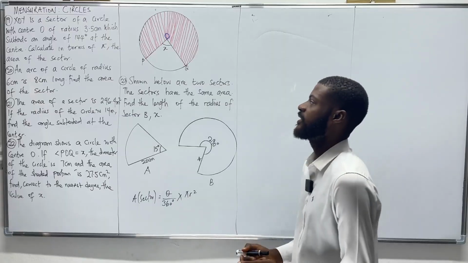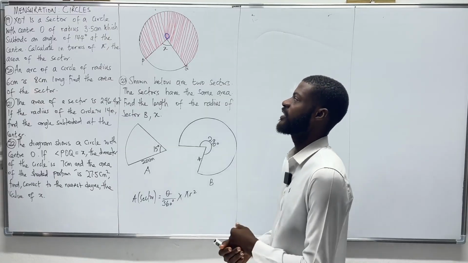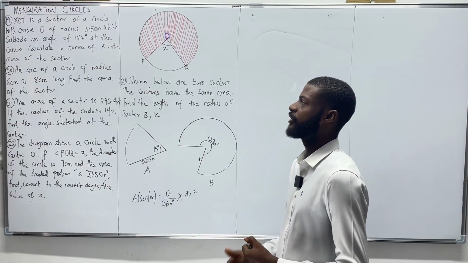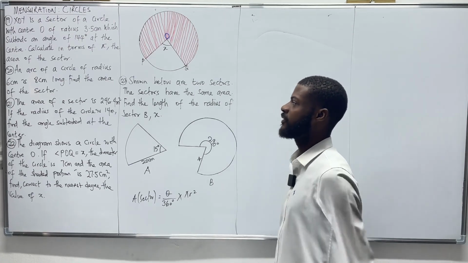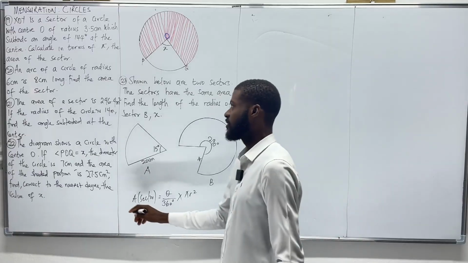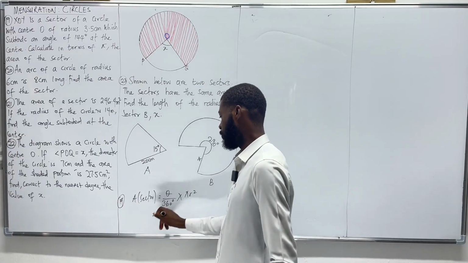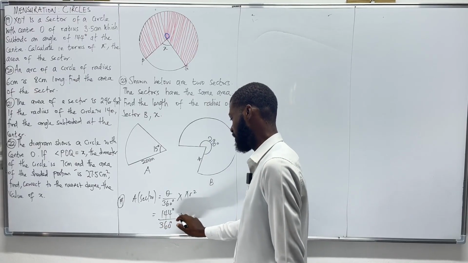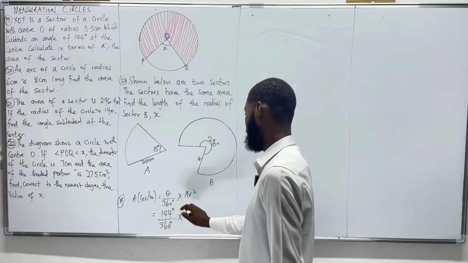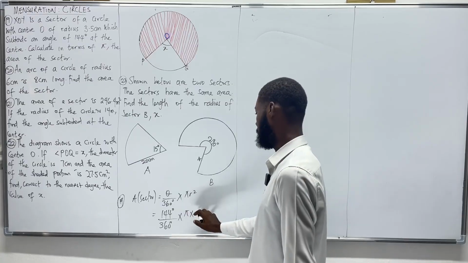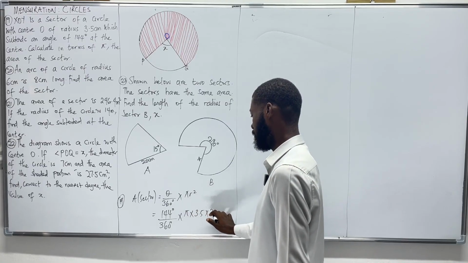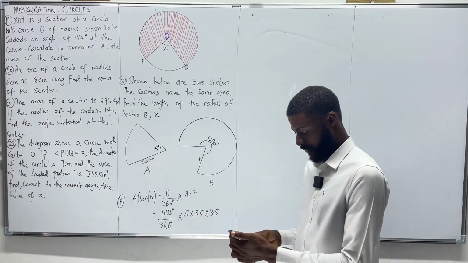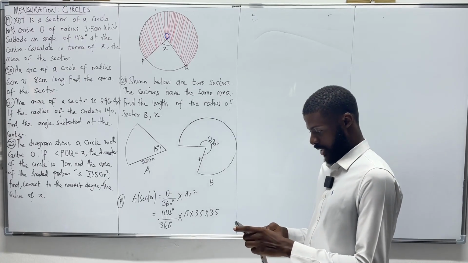So the first one, question 19, says XOY is a sector of a circle with center O of radius 3.5 cm, which subtends an angle of 144 degrees at the center. Calculate in terms of pi the area of the sector. So that's not a problem. The angle is 144, so this is 144 divided by 360 degrees times pi, since it says in terms of pi, so I'm going to leave pi like that. Then the radius is 3.5, so this will be 3.5 times 3.5. And of course, I'm going to pull up a calculator so that I can easily calculate that.